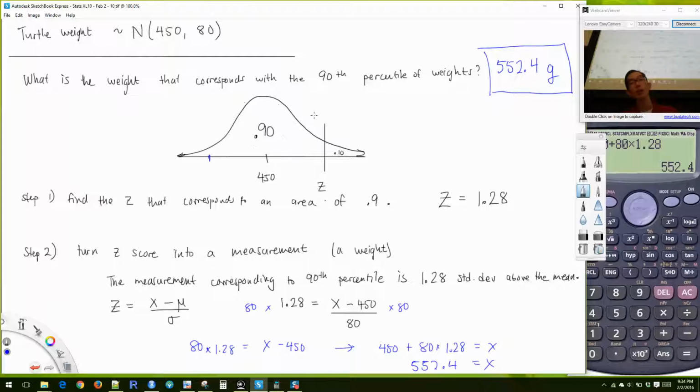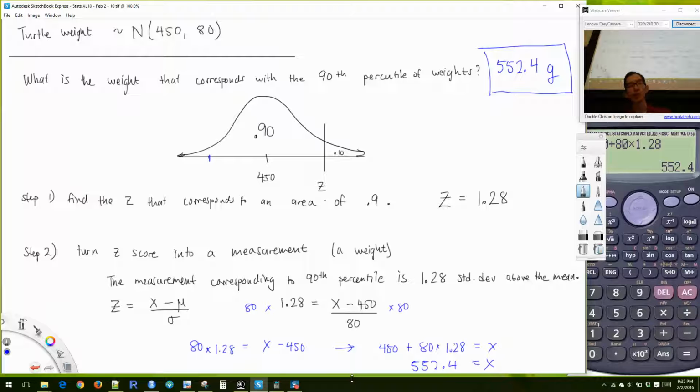And I think this picture tells us that whatever my answer is, if 90% of weights are below it, I know that number has to be bigger than 450, okay? And so drawing a picture a lot of times helps us make sure that the answers that we have make sense, okay? Like if I'm getting a number less than 450, I know I've made a mistake, okay? Or if it's a multiple choice exam and I see any answer choices less than 450, I know these ones definitely cannot be, okay?